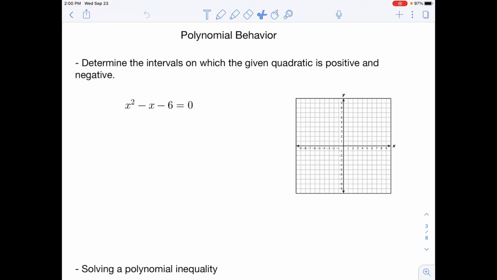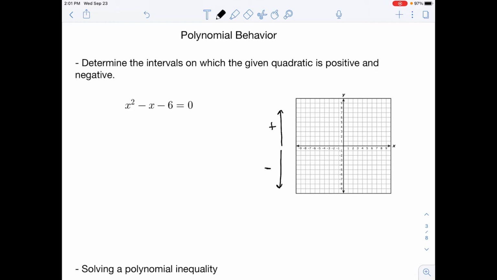All right, guys, so we're going to pick up with polynomial behavior, which is going to lead to solving a polynomial inequality. But let's first talk about polynomial behavior. So you can see right here, I'm asking you to determine where this particular quadratic is positive and negative. Looking on a coordinate plane, I think you'll agree that above the x-axis is what we consider positive, and below the x-axis is negative.